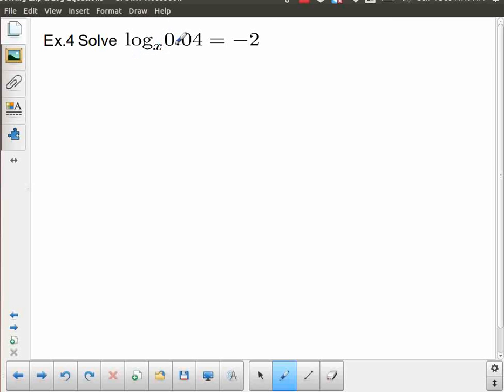Okay, solve log base x of 0.04 equals negative 2. When I look at this, the obvious way to do this to me is to make use of the basic property, the definition, which is y equals a to the x is the same as x equals log base a of y. So in this case, I've got a logarithm, log base a of y. So my y value is here, 0.04, equals my a value is x, so that's x to the negative 2.